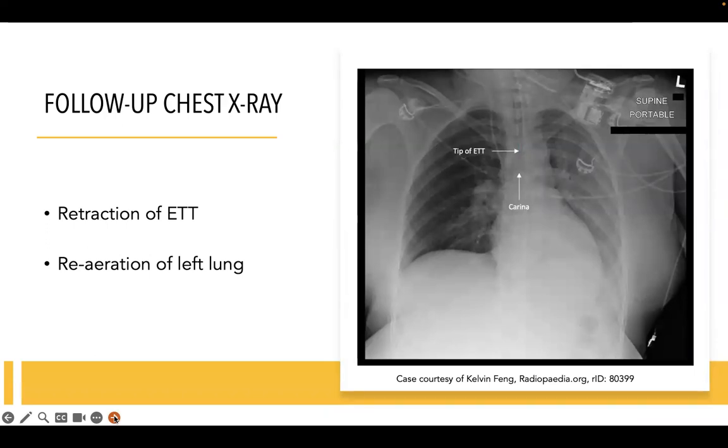This is a follow-up chest X-ray of the same patient in the previous scenario. A chest X-ray was obtained after the endotracheal tube was retracted several centimeters and the tip lies above the carina. There is also reaeration of the left lung.